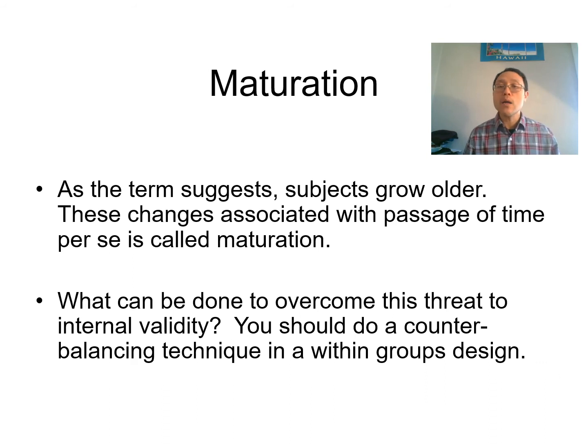Okay, and then how can you overcome this threat to internal validity? Well, you can use the counterbalancing technique in a within-groups design, if that's the case. But if your experiment is dragged out for a very long time, let's say a 5-year experiment, there's no way to combat this effect of maturation other than to have a matched control group that did not receive any treatment. That's the only way to rule out the effect of maturation.